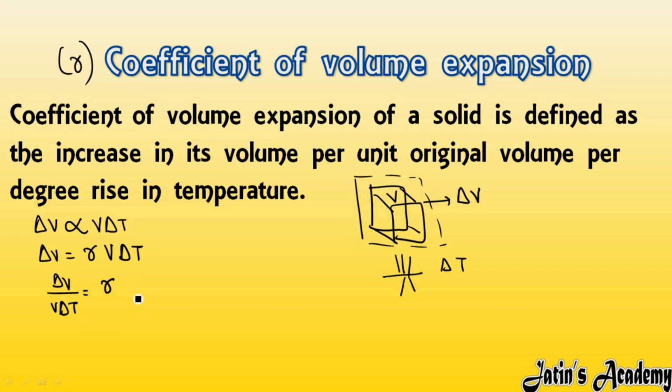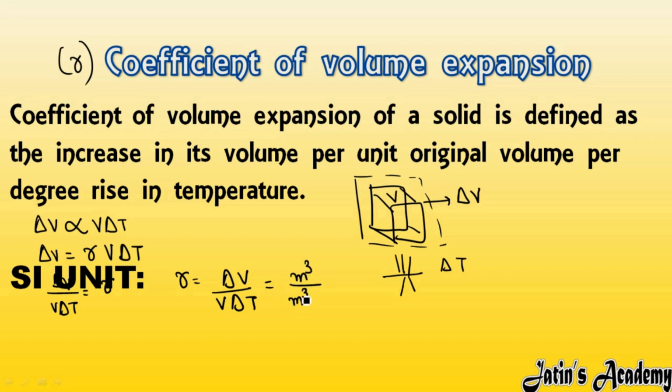Now we will see the SI unit for gamma. As we know, gamma is equal to delta V over V delta T. So what is the SI unit of volume? The SI unit of volume is meter cube. Over, again volume is there, meter cube, and delta T means change in temperature, that is Kelvin. So meter cube cancels with meter cube, and we are having 1 over Kelvin, which is nothing but per Kelvin. So the SI unit of gamma, or the coefficient of volume expansion, is per Kelvin. If you want to write it in degree Celsius form, the other unit is per degree Celsius.